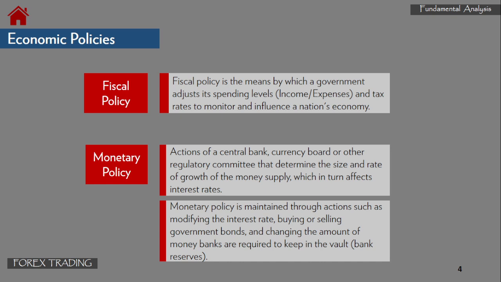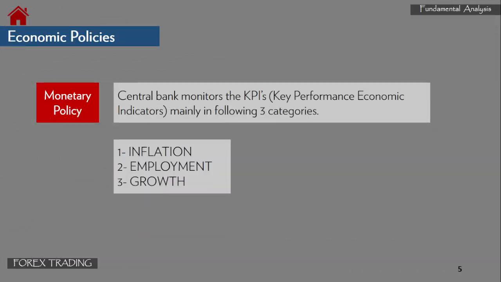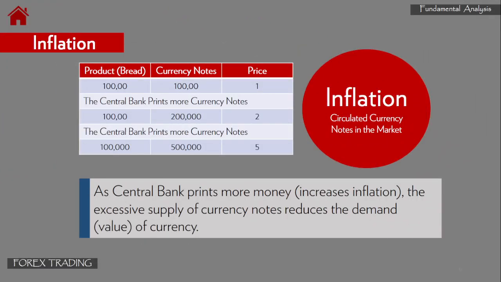Monetary policy is maintained through actions such as modifying the interest rate, buying or selling government bonds, and changing the amount of money banks are required to keep in their vault. In other words, it's also called bank reserves. For monetary policy, the central bank monitors three KPIs: number one, inflation; number two, growth; and number three, employment. So now let's discuss what inflation is.